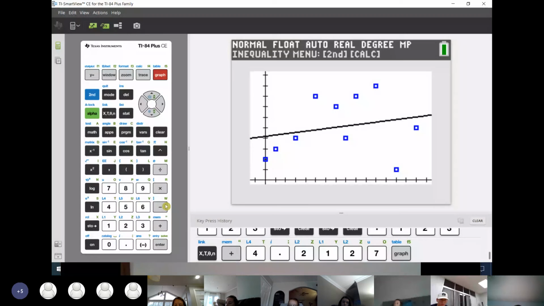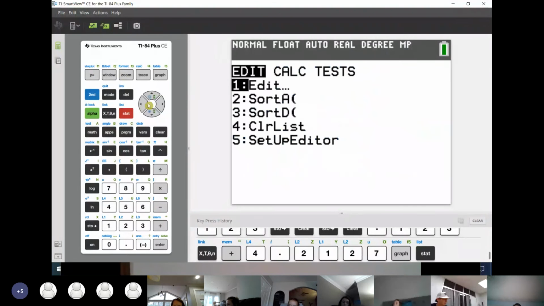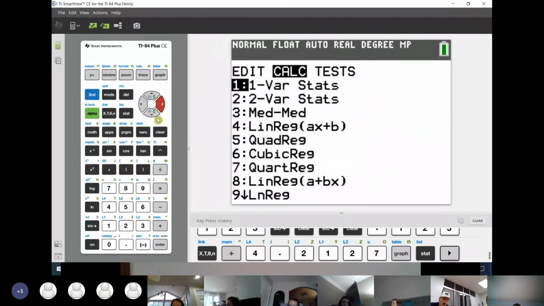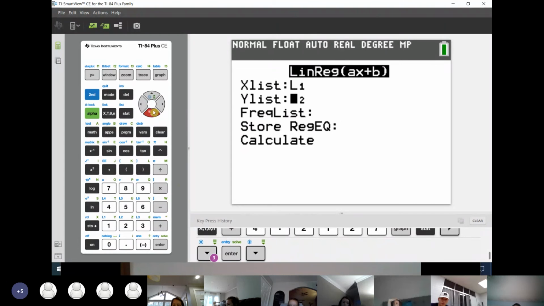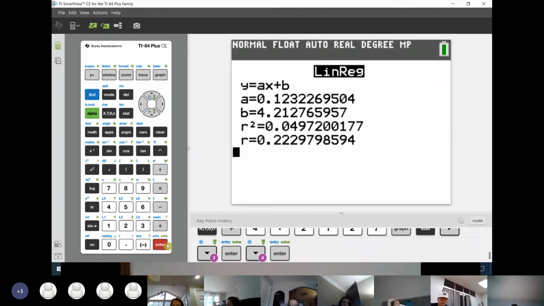Now, I didn't notice something. Hold on a second. It should have, let's see, stat, calculate, linear regression, and calculate. Does everybody notice what else it gave you? It also gave you r squared and r.